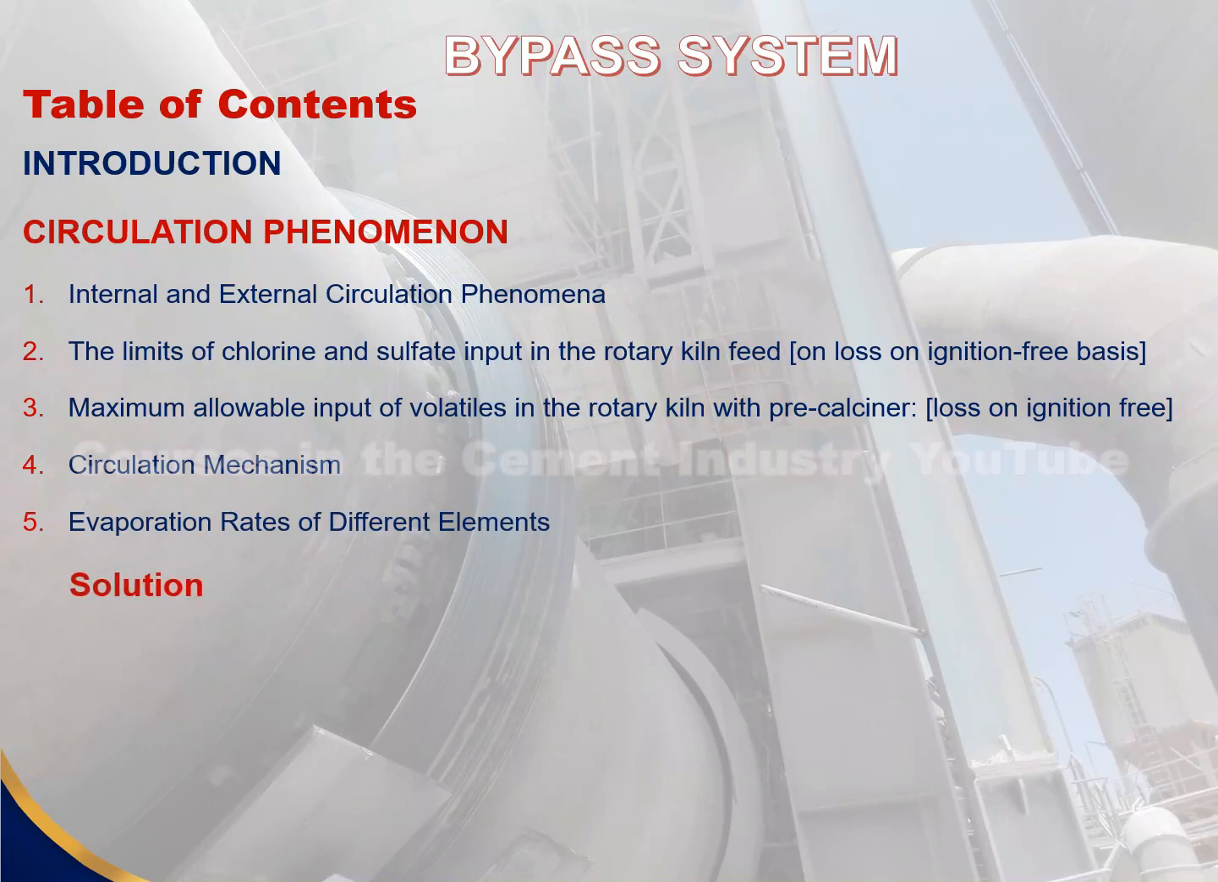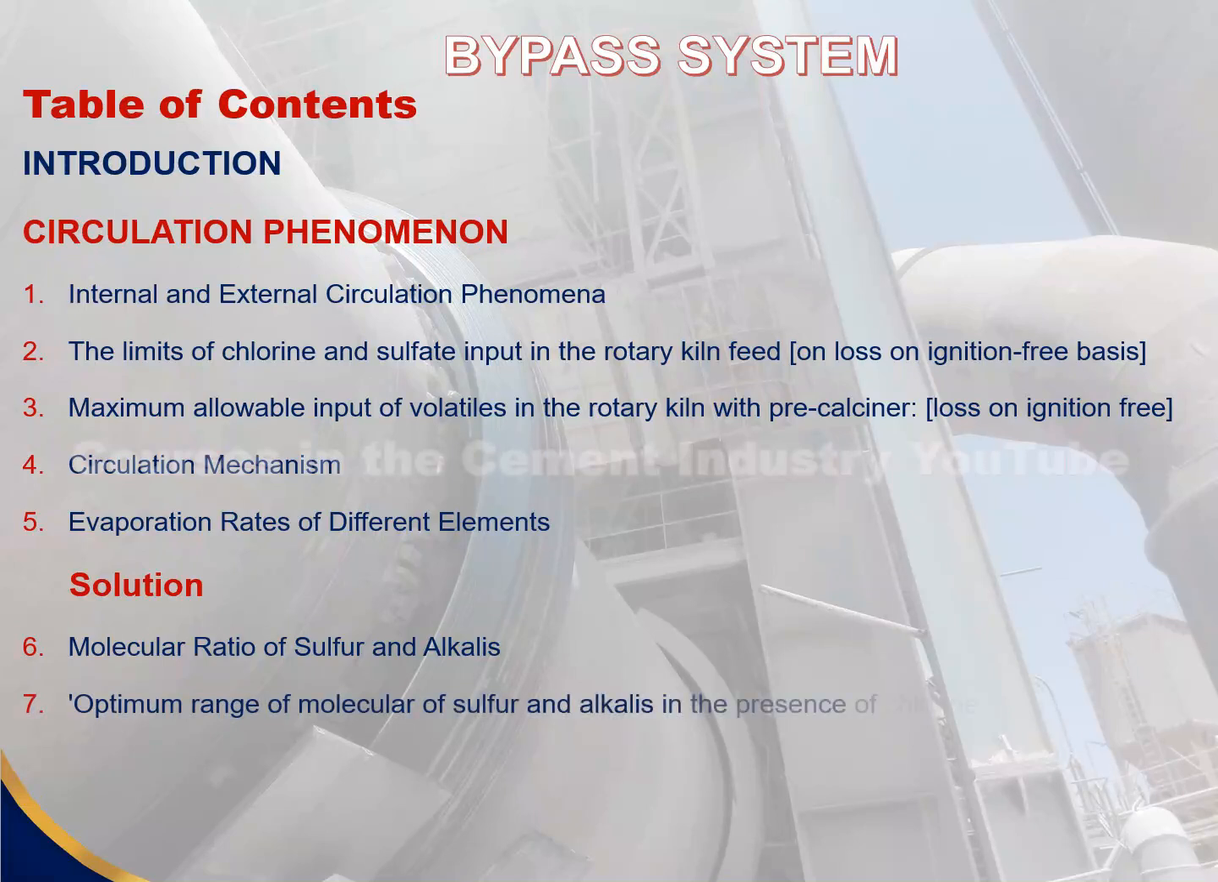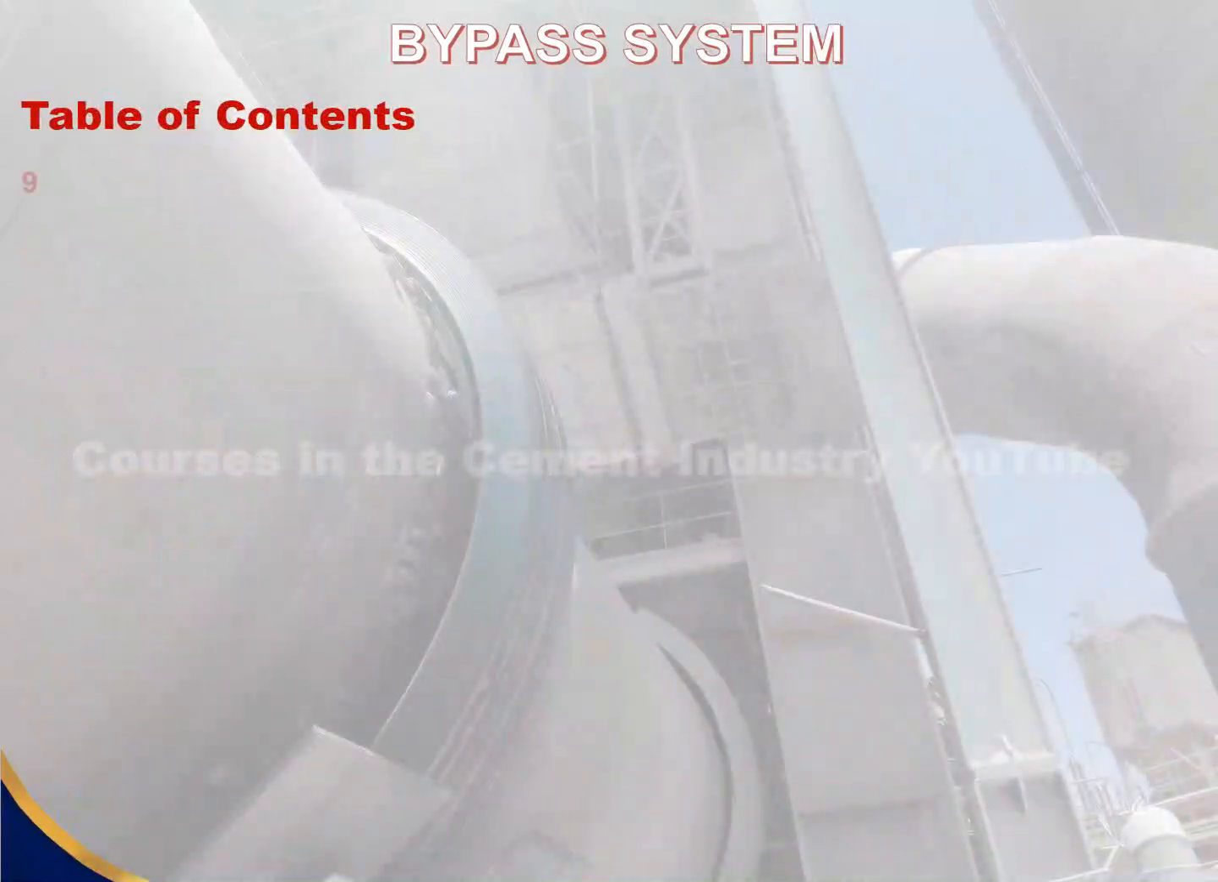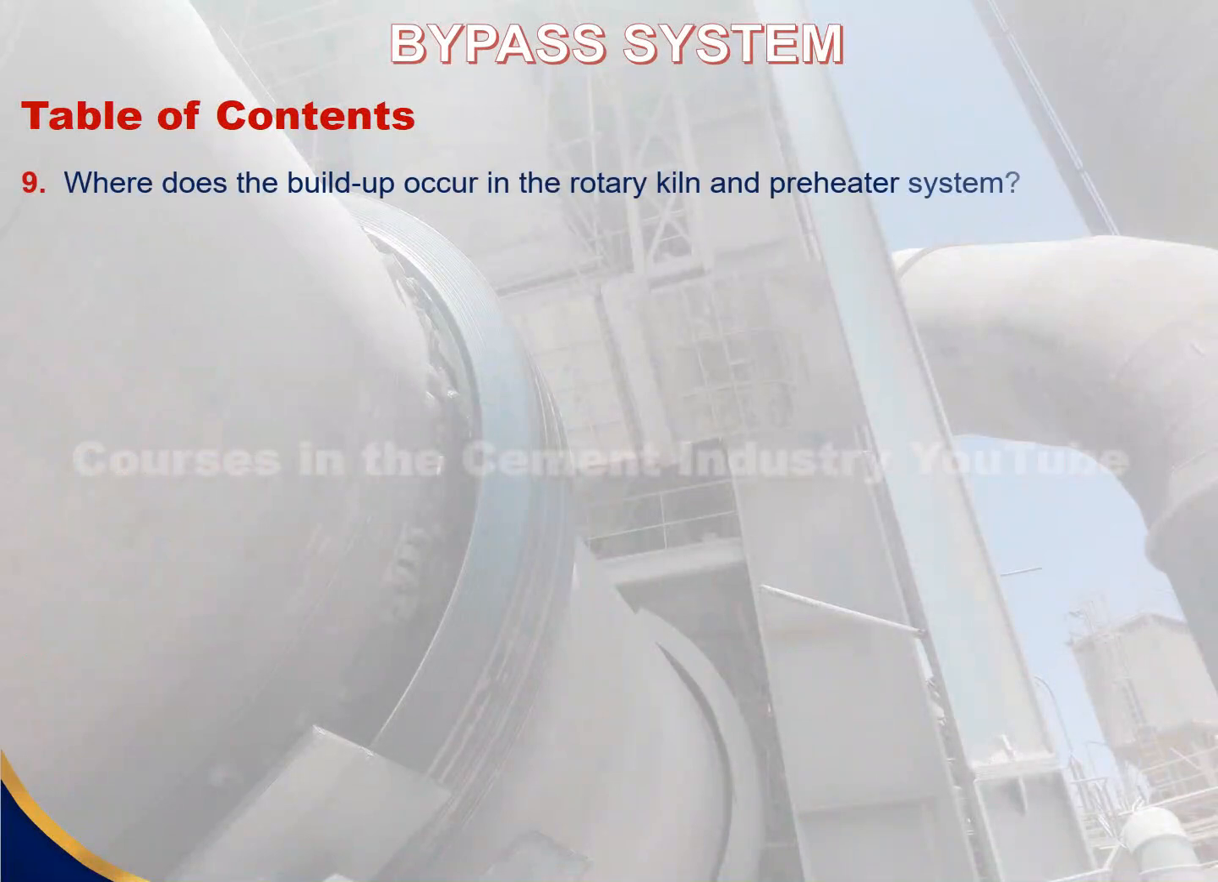Solution. 6. Molecular ratio of sulfur and alkalis. 7. Optimum range of molecular ratio of sulfur and alkalis in the presence of chlorine. 8. Coating and ring formation in rotary kiln and preheater. 9. Where does the buildup occur in the rotary kiln and preheater system? 9.1. Rotary kiln. 9.2. Cyclone preheater.